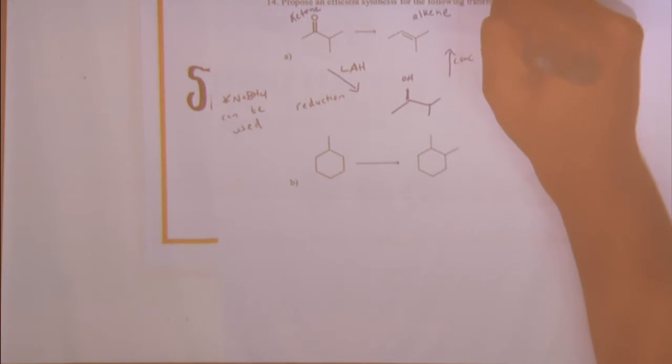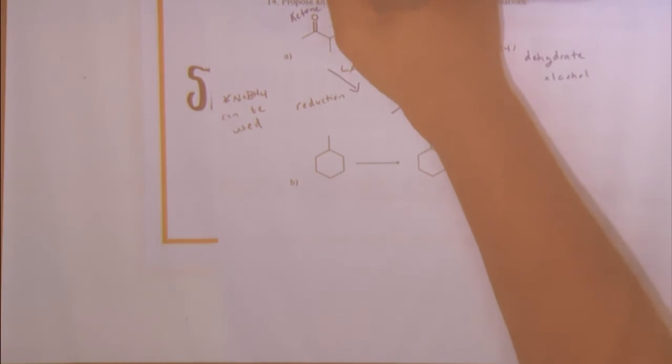That's an E1 mechanism. And you're going to need a concentrated acid such as sulfuric acid and heat. And this gets us from a ketone to an alkene really simply, rather than converting the alcohol to a good leaving group and then going through unnecessary steps. This would be the most efficient. So there might be other synthesis ways, but this is definitely the most efficient way.